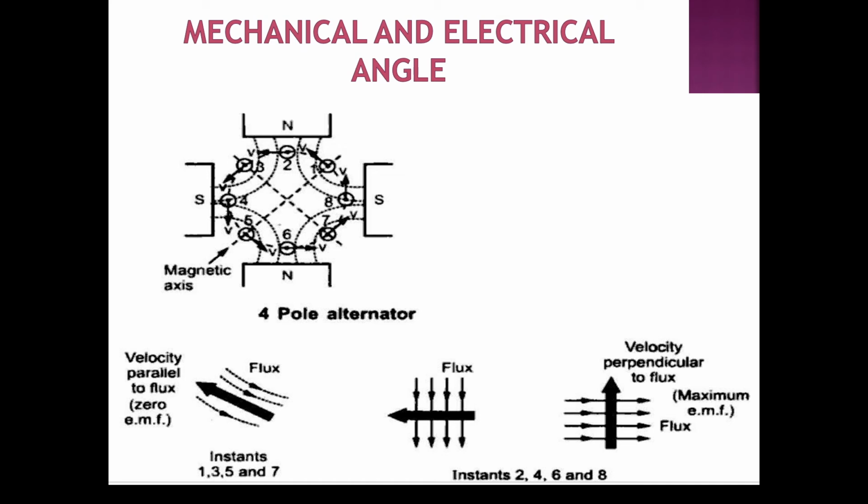Now let us see what the mechanical and electrical angle of an alternator is. For a two-pole alternator, one mechanical revolution will be equal to one electrical cycle of induced EMF.